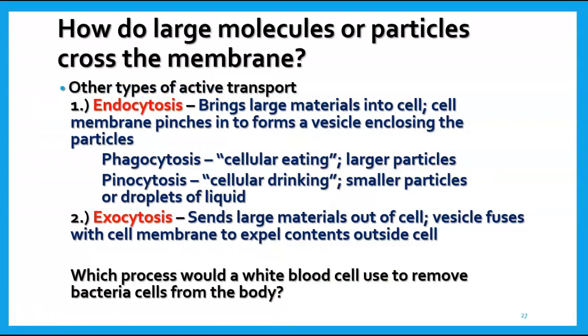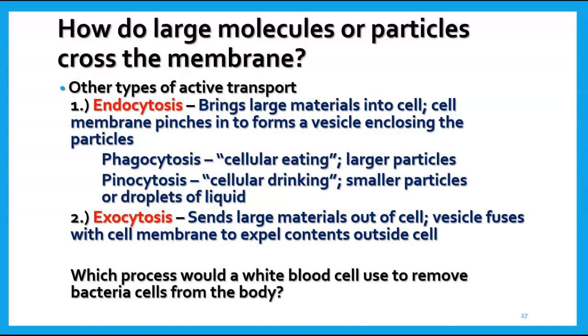Now, what if you have things that are really big that you need to move into or out of the cell? These are large molecules or multiple copies of a molecule. These are other types of active transport that are involved in bulk transport. The first one is endocytosis. This brings large materials into the cell. And basically what happens is the cell membrane kind of pinches in to form a vesicle enclosing the particles.